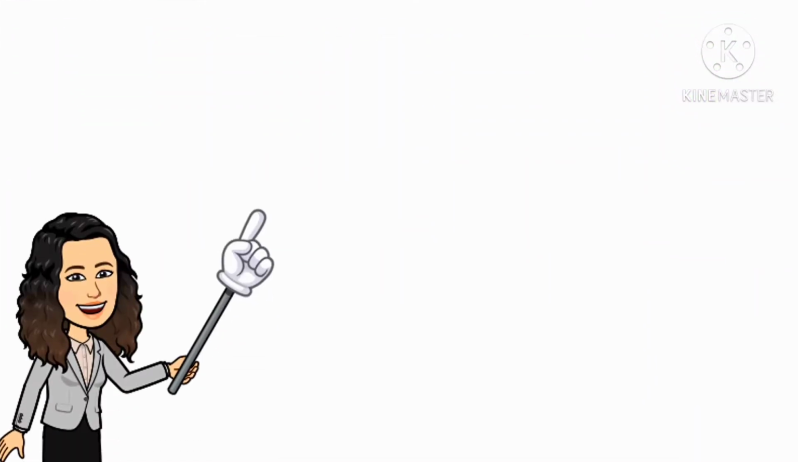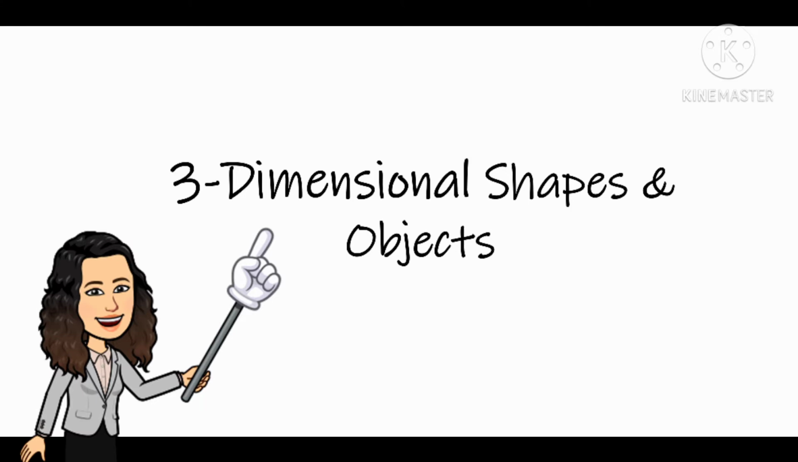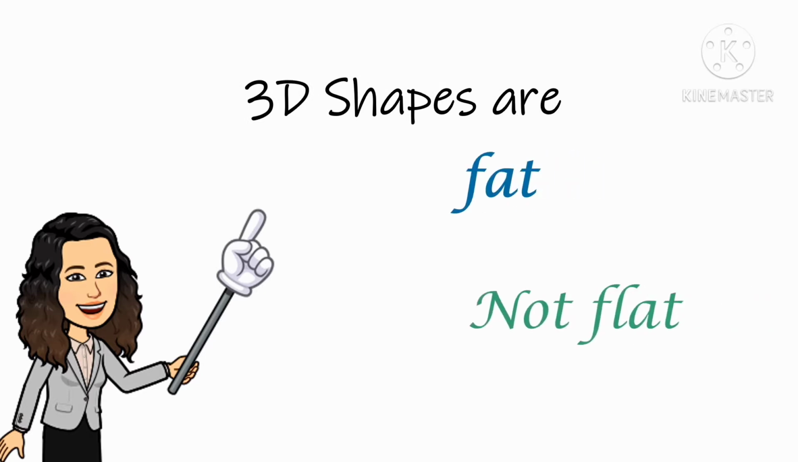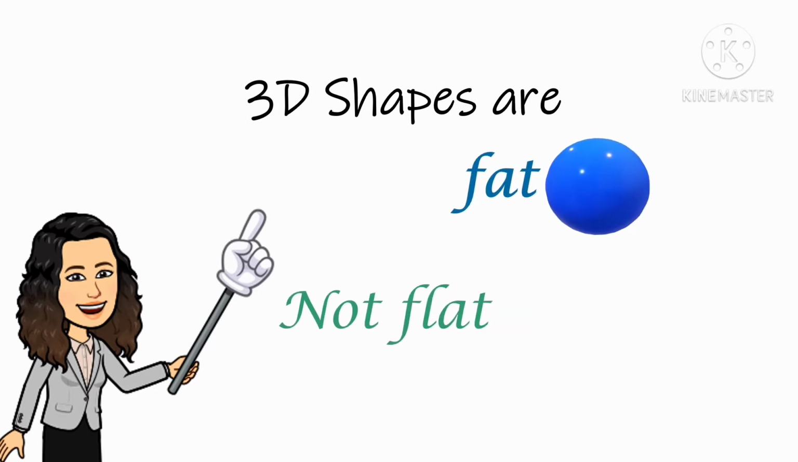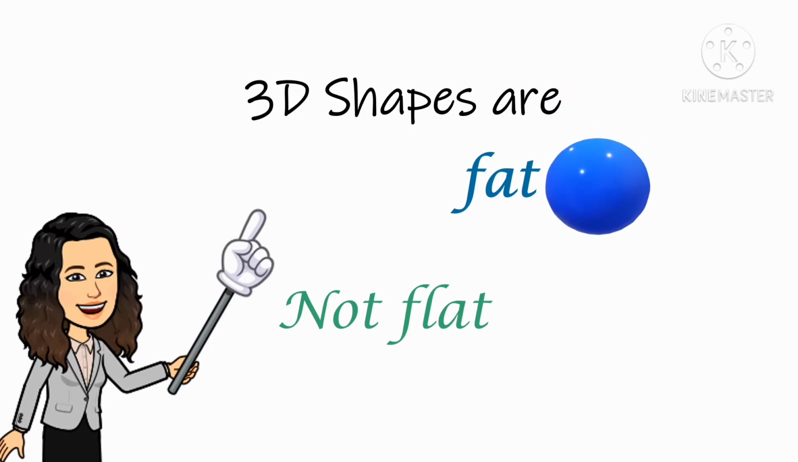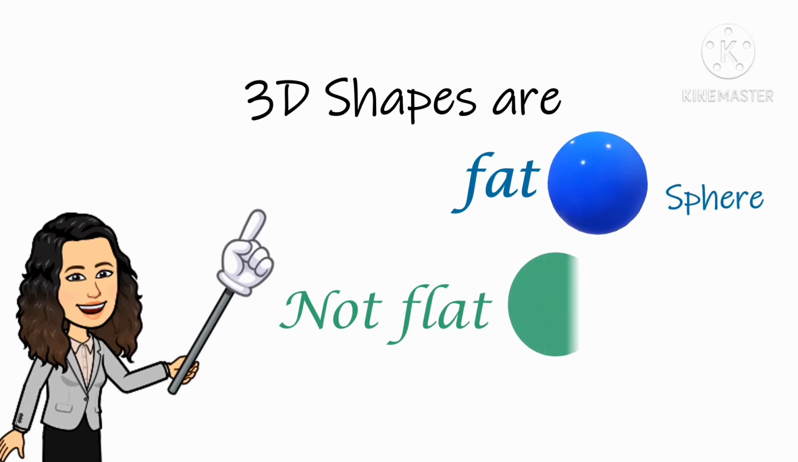Today, we are going to learn three-dimensional shapes and objects. As we start out, it's important to remember what makes a 3D shape a 3D shape. There's an old rhyme that says 3D shapes are fat, not flat. You can see that with the sphere, which is a 3D shape we're about to learn, and the circle is flat, but the sphere is three-dimensional. All the shapes are like that, so let's learn all these 3D shapes.